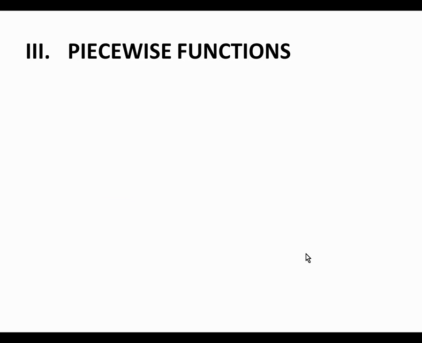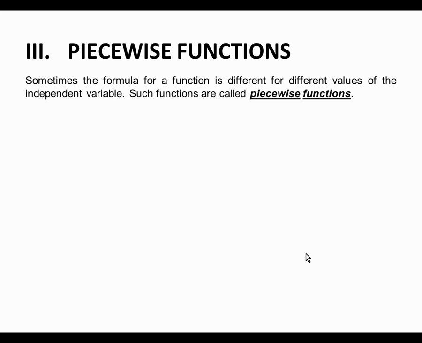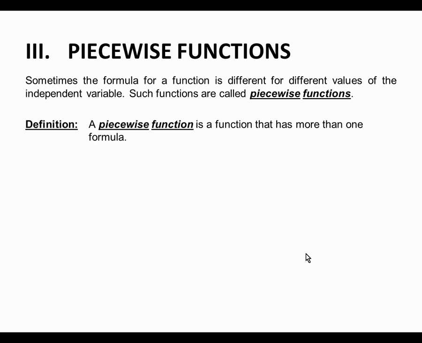Okay, our next topic, piecewise functions. Now sometimes the formula for a function is different for different values of the independent variable. These are called piecewise functions. So you have different formulas for different pieces of what would be called the domain in algebra. So the definition: a piecewise function is a function that has more than one formula. That's all it is. Now that means that the formula is in pieces. The graph may or may not be in pieces.